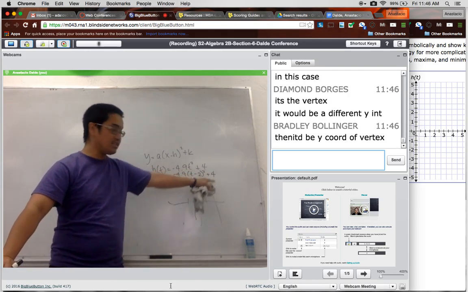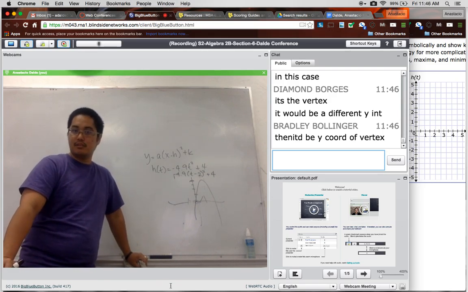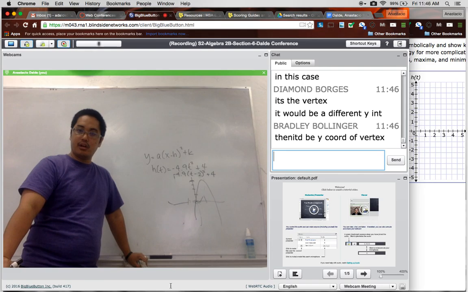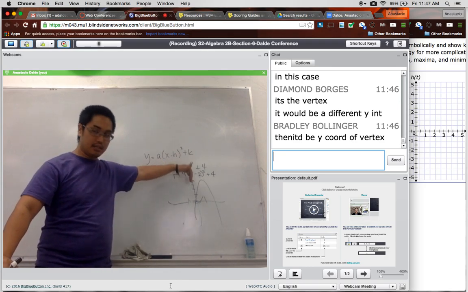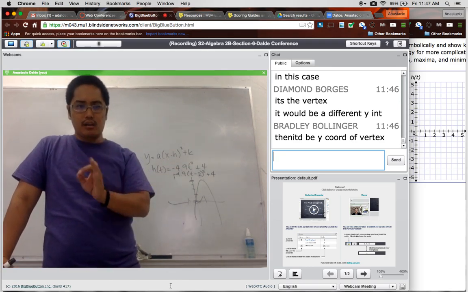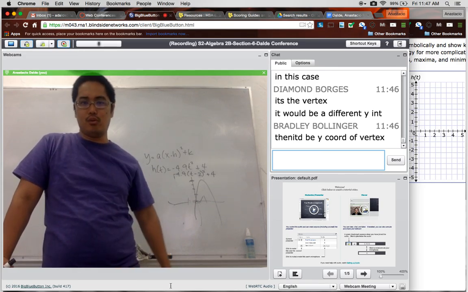That number is not just the straight up y-intercept. You're right, Bradley. It's the y-coordinate of the vertex. I agree with you. And if your vertex happens to be on the x equals 0, then yes, in that very specific case, your y-intercept is the same as the y-coordinate of the vertex.